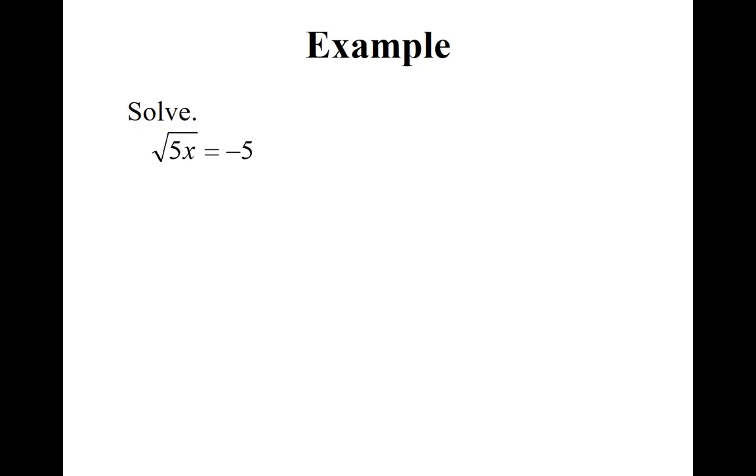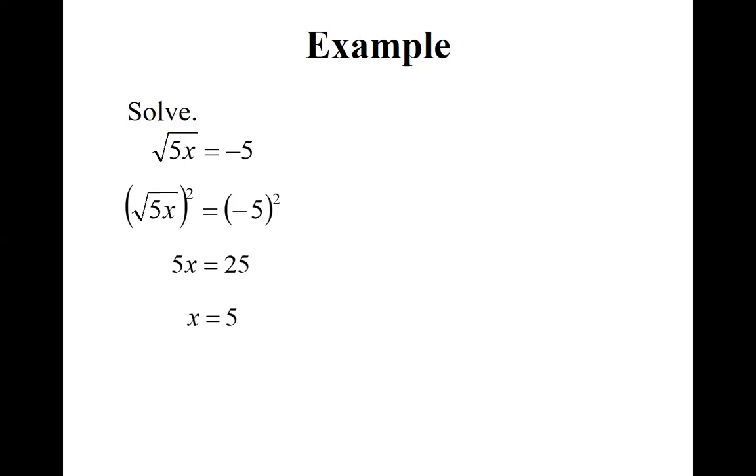Radical 5x equals negative 5. We're going to square both sides because we have the radical isolated. That's going to leave us with 5x on the left and positive 25 on the right. Divide both sides by 5, we get x equals 5.